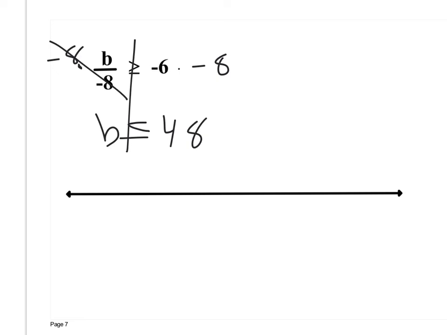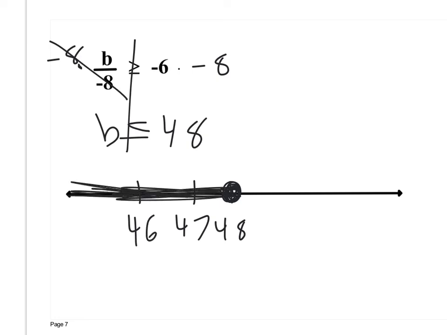Now, let's graph this. b is less than or equal to 48, so I put a closed dot at 48. And it says b is anything that's less than 48, so I'm going to just draw a line going to the left because all of those numbers are less than 48. Now you can plug in any number you want that's on that arrow, including 48, and this will be a true statement. We think, right? Have we checked it? No, so we're not for sure.